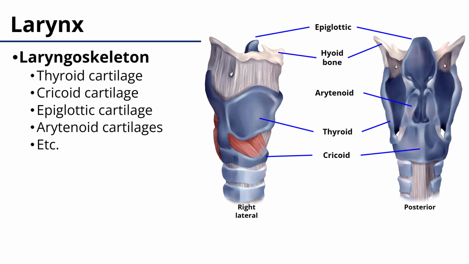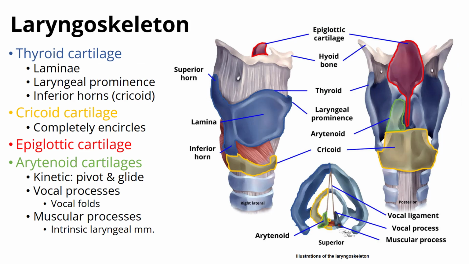They consist of a thyroid cartilage, so here we can see it in lateral view, here in posterior view, a cricoid cartilage that the thyroid cartilage sits atop, and arytenoid cartilages. The arytenoid cartilages sit atop the cricoid cartilage, and the epiglottic cartilage that articulates with the thyroid cartilage. There are several other minor cartilages that are beyond the scope of this primer. So let's take a look at some of the elements of the laryngoskeleton.